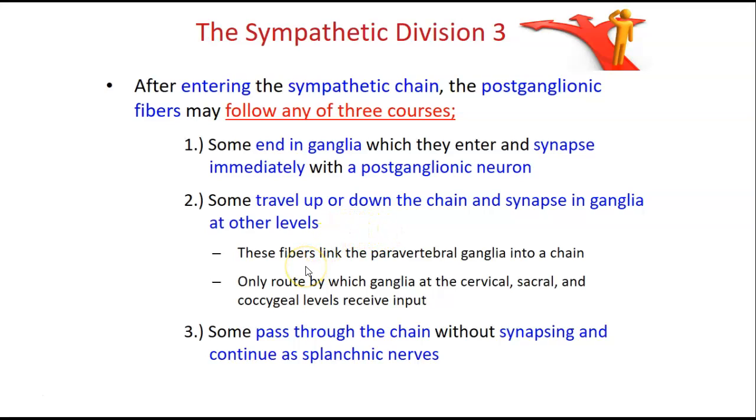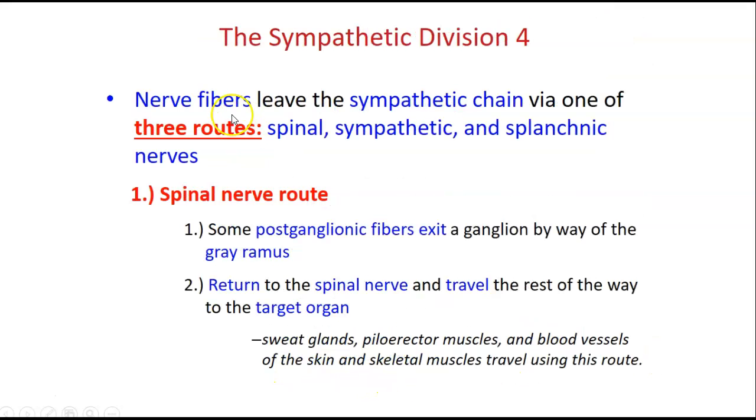For example, these fibers could link the paravertebral ganglia into a chain, or they can be routed to ganglia at the cervical, sacral, and coccygeal levels, which receive no input directly. Some pass through the chain without synapsing and continue as splanchnic nerves. The nerve fibers will leave the sympathetic chain through one of these three routes: spinal nerves, sympathetic nerves, or splanchnic nerves.